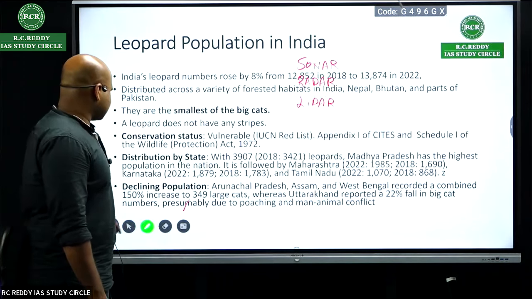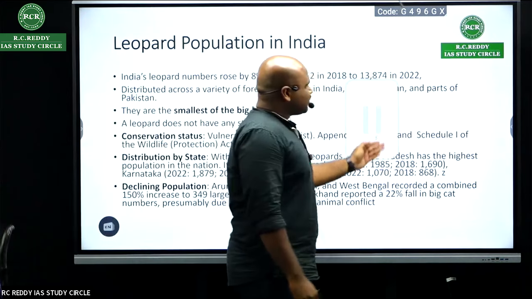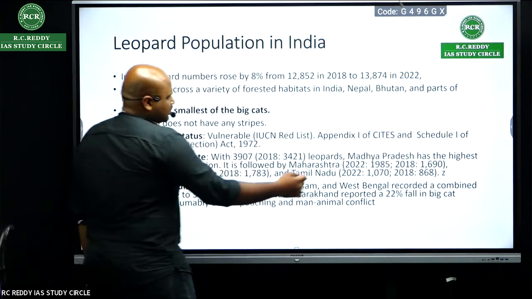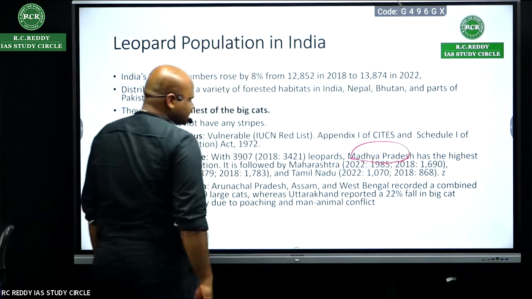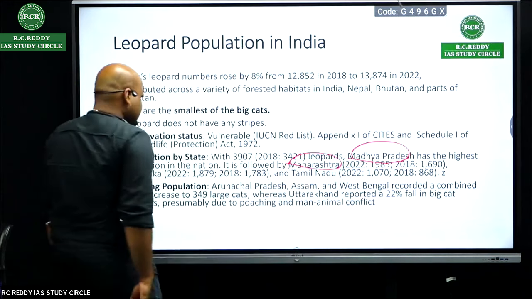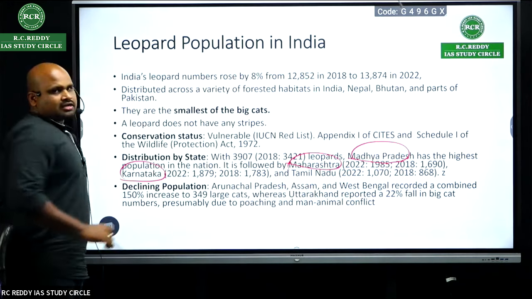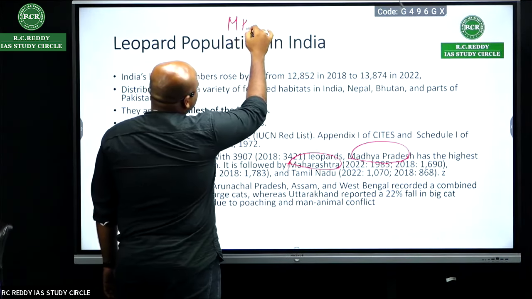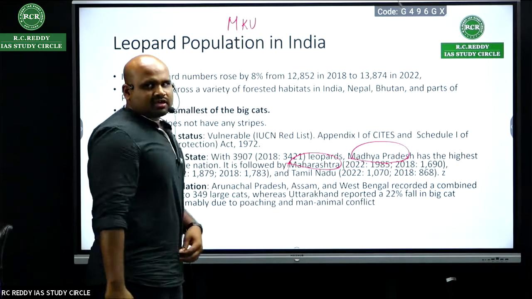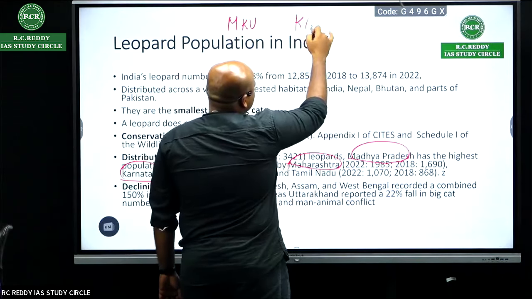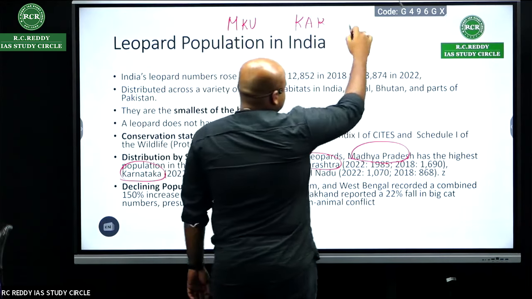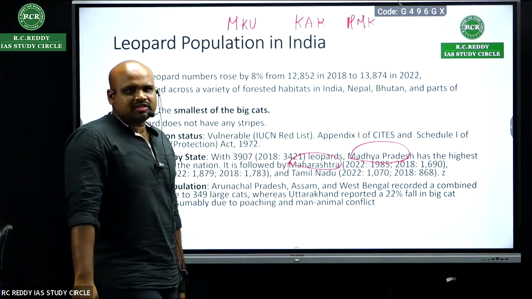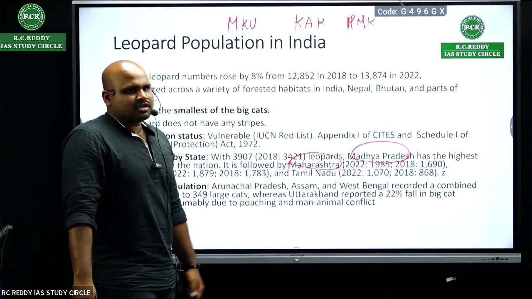Leopard population, yes. What is the status of the leopard? Vulnerable. The status of the leopard is vulnerable. When we look at the population of leopards, we see Madhya Pradesh has the highest, followed by Maharashtra, followed by Karnataka. So our blank got filled. It was Madhya Pradesh, Karnataka, Uttarakhand for tiger. What was it for elephant? Karnataka, Assam and Kerala. For leopard, it is MMK. What is MMK? Madhya Pradesh, Maharashtra and Karnataka.